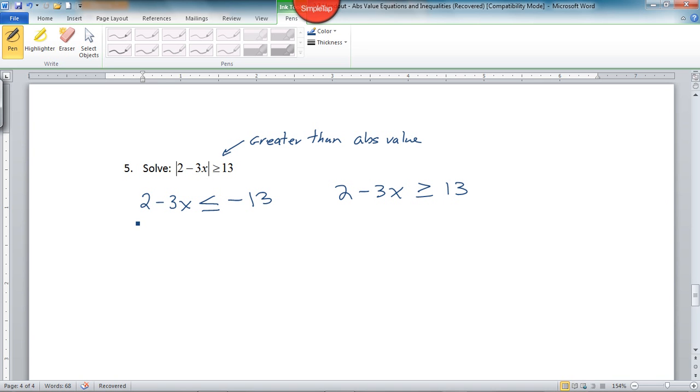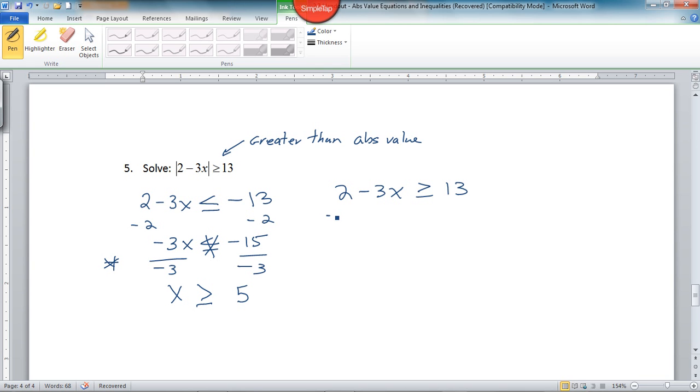All right, well, let's notice what happens here. We subtract 2, that'll give us, on the left, negative 3x is less than or equal to negative 15. And then, well, here's what happens. Divide by negative 3. Might star that, because what happens when we divide by a negative number in an inequality? Well, that reverses the direction of the symbol. So we're going to have greater than or equal to now. So we have x greater than or equal to 5. Okay, so that's one part.